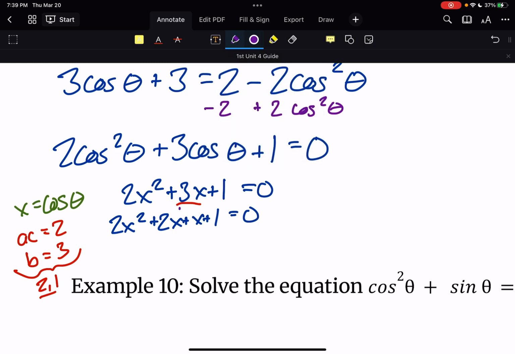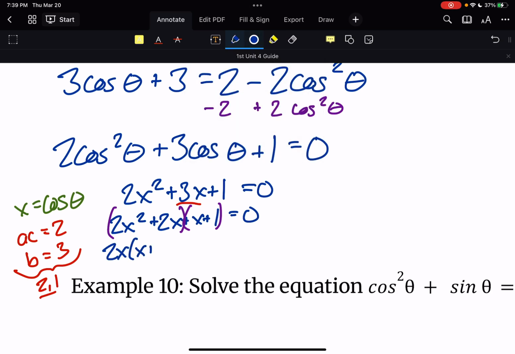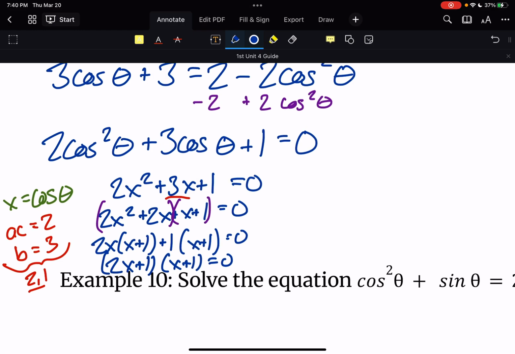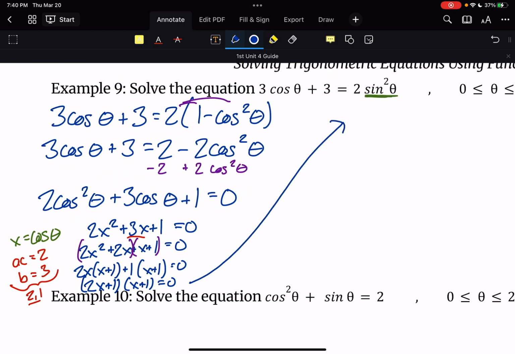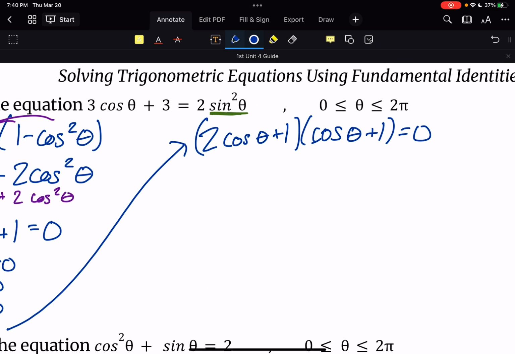Group my first two terms, and my second two, and factor my GCF. So I pull out a 2x, leaves me x plus 1. And then to get that matching x plus 1, I just need to pull out a 1, is equal to 0. So this factors to 2x plus 1 times x plus 1 is equal to 0. And we know that x is cosine. So when I substitute that back in, I get 2 cosine theta plus 1 times cosine theta plus 1 is equal to 0.